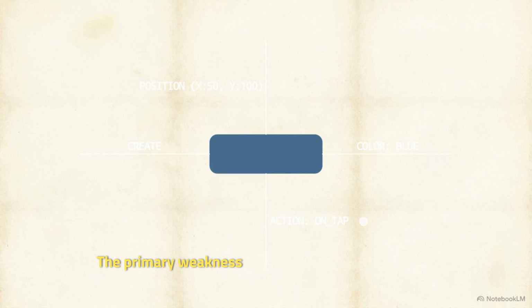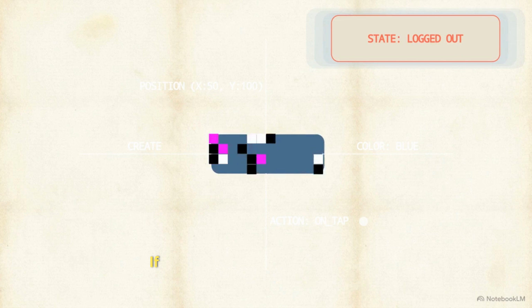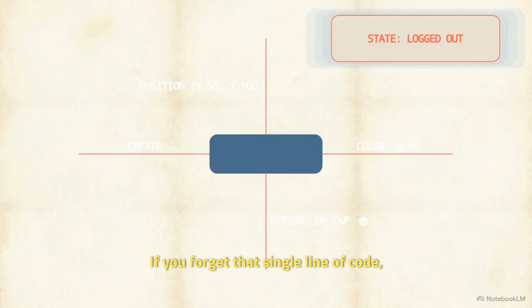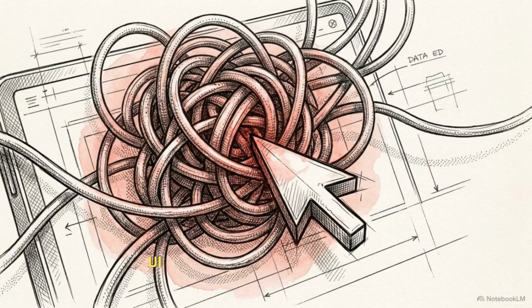The primary weakness of this method is maintaining the state, the live data behind the screen. If a user logs out, you have to write explicit instructions to go back and hide that specific button. If you forget that single line of code, the logic breaks and your app fails. Highly trained engineers were spending large portions of their week acting as mechanics, hunting down UI bugs and untangling fragile code, rather than inventing new tools for users.